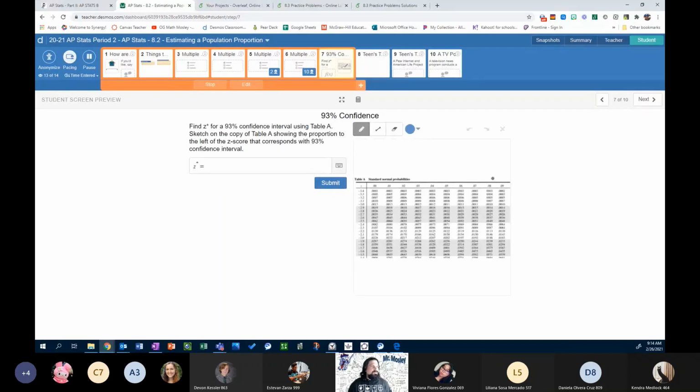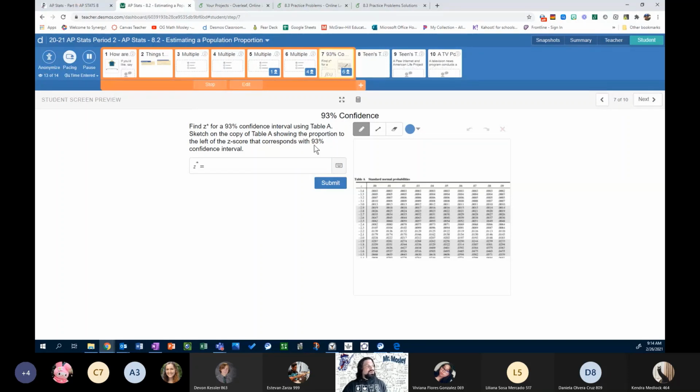Our 93% confidence question. We need to find the critical value Z star for a 93% confidence interval using table A. You have a little picture of table A here, and again, I apologize, I can't make it larger. I'm going to try and figure out how to do that on these slides, but the portion of table A you need is here. If you have a copy of table A that you would prefer to use, please feel free.